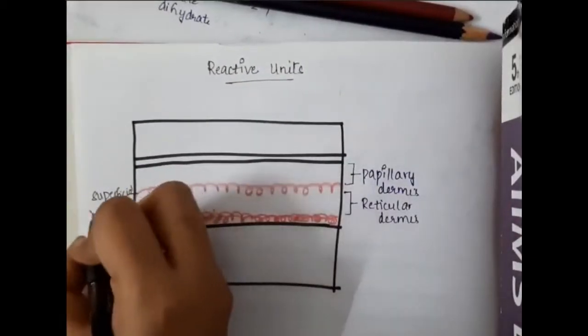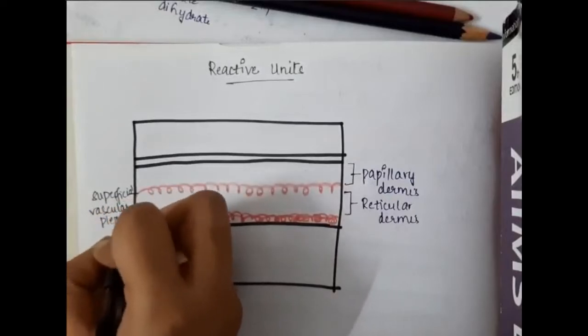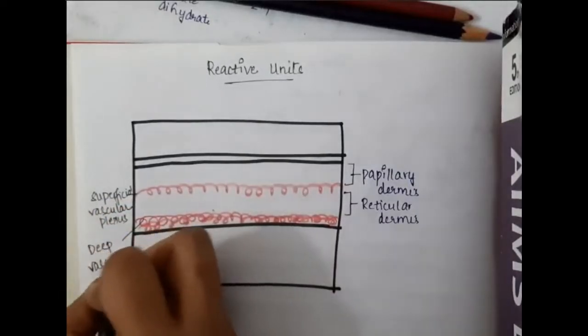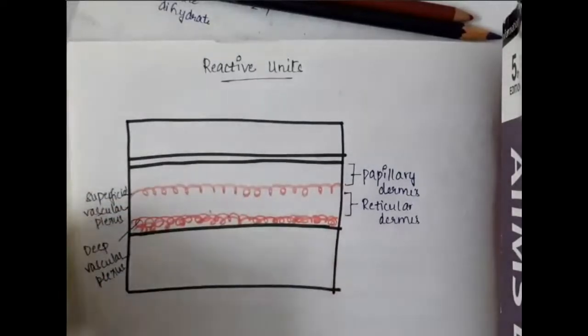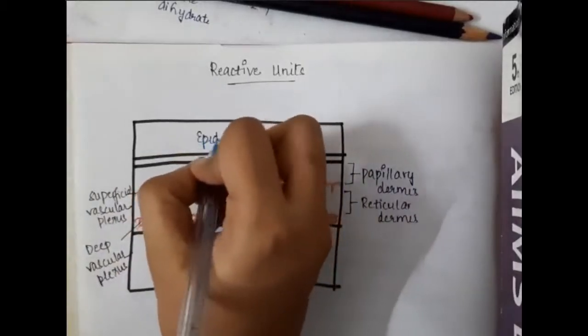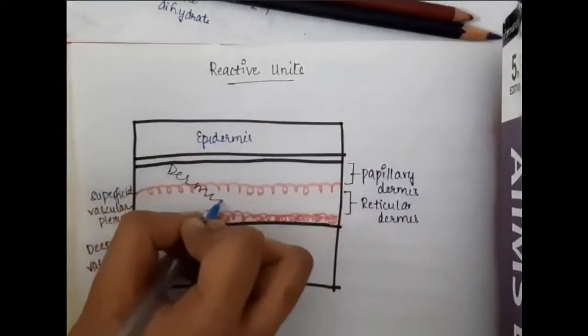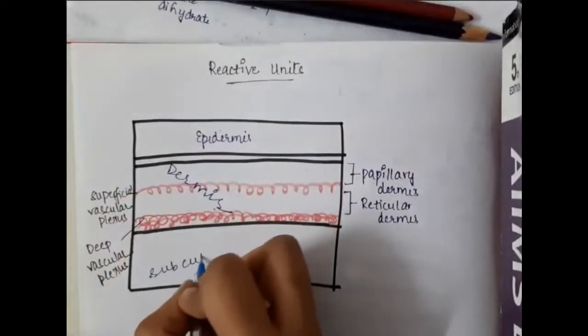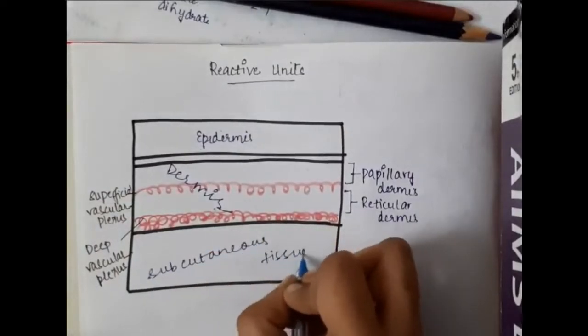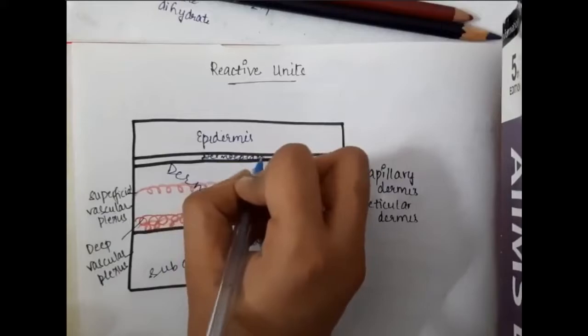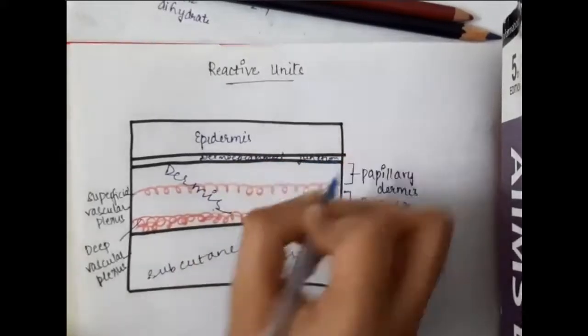So this is the superficial vascular plexus and this is the deep vascular plexus, and we have epidermis and dermis, and below it, subcutaneous tissue. The area between the epidermis and dermis is the dermoepidermal junction.